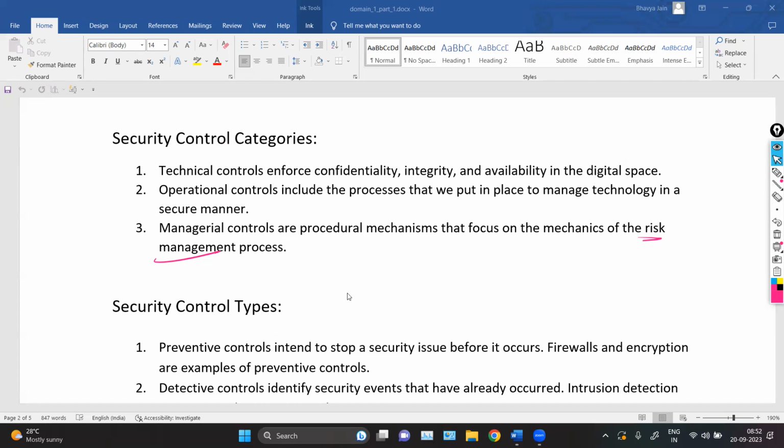But for now, just remember that risk management is all about analyzing the security risk and fixing, or we can say reducing, the risk. Okay, that is risk management.